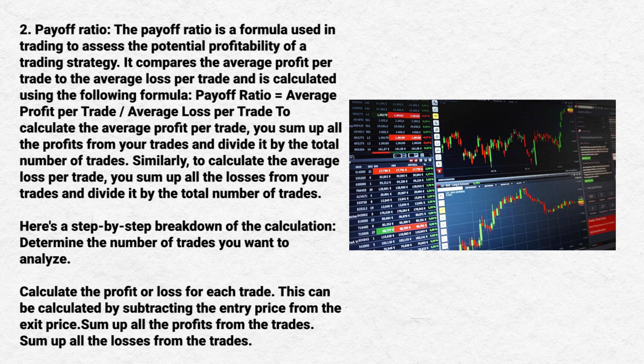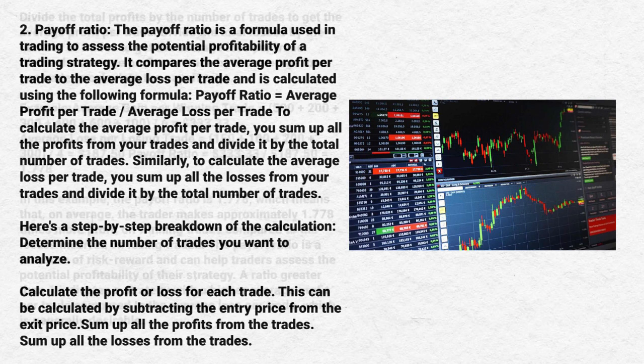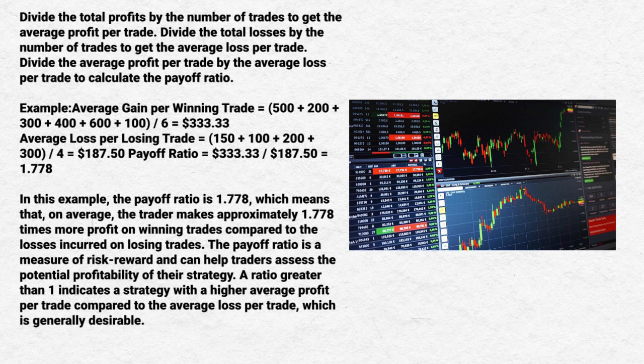Determine the number of trades you want to analyze. Calculate the profit or loss for each trade. This can be calculated by subtracting the entry price from the exit price. Sum up all the profits from the trades. Sum up all the losses from the trades. Divide the total profit by the number of trades to get the average profit per trade. Divide the total losses by the number of trades to get the average loss per trade. Divide the average profit per trade by the average loss per trade to calculate the payoff ratio.